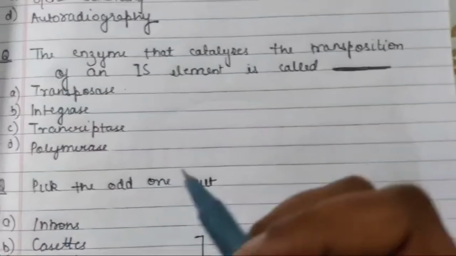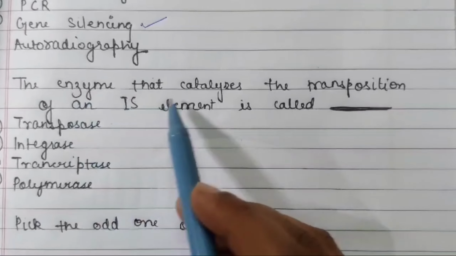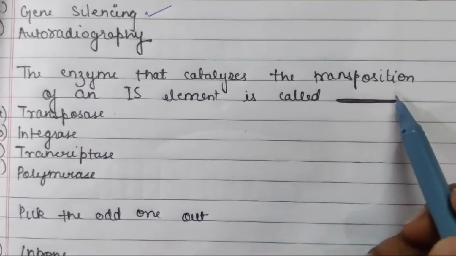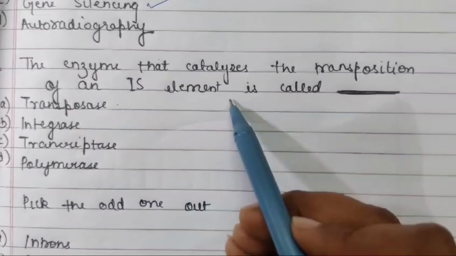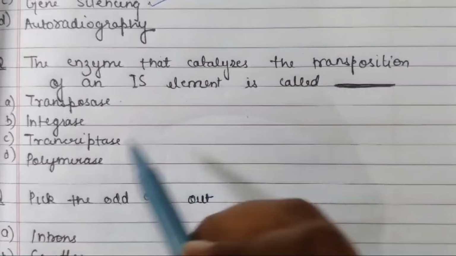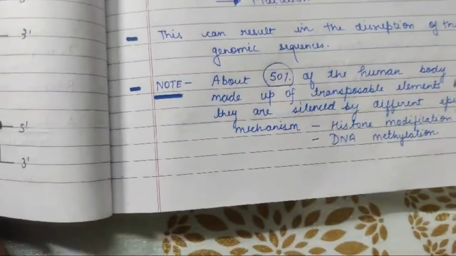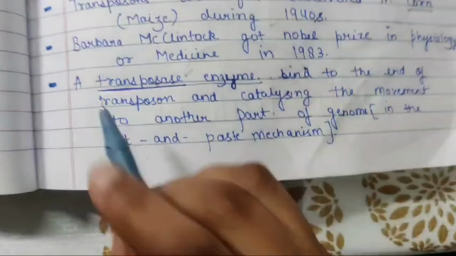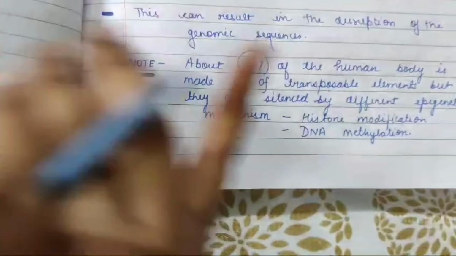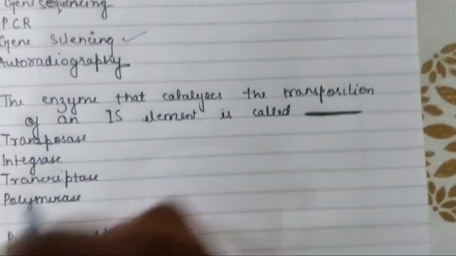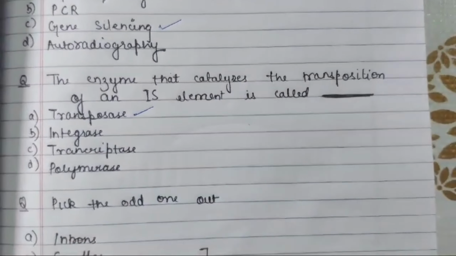Okay. The second one is, the enzyme that catalyzes the transposition of an IS element is called. I told you already that it is, here you can see, the transposase enzyme. Okay. So transposase is the correct answer.